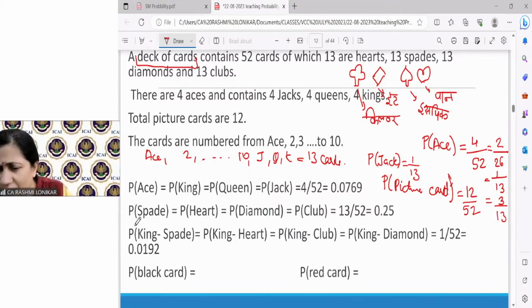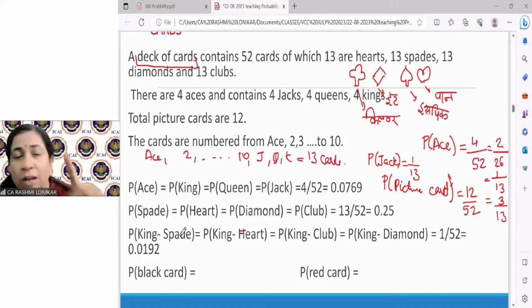As I've already shown you, the probability of getting an ace is the same as the probability of getting a king, a queen, or a jack, which is equal to 4 by 52. Getting a spade, heart or diamond will be 13 by 52, which is 1 by 4. Getting a king of spade: how many kings of spade will there be? Only 1. So it will be 1 by 52. How many queens of hearts? 1. So 1 upon 52.